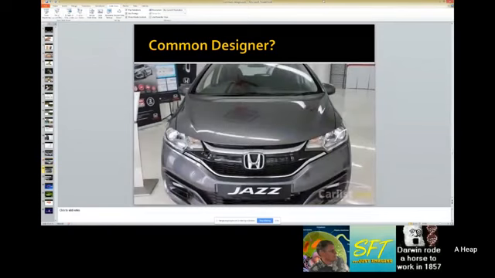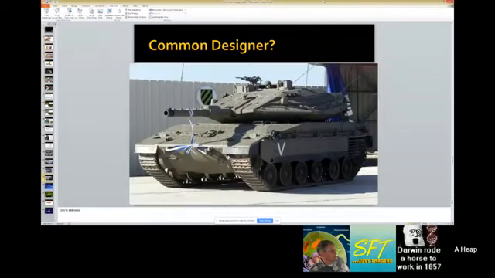We've got another Honda here. This, again, is a Honda Jazz. You could say, yeah, it's got all the hallmarks of a Honda, and you'd expect it to be made by the same person. But then what about that?